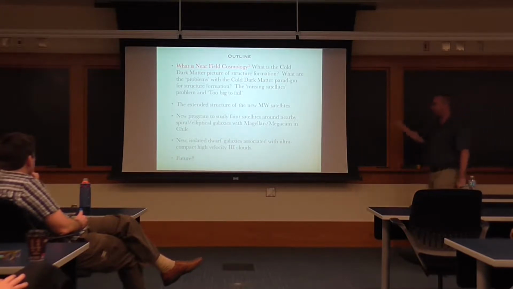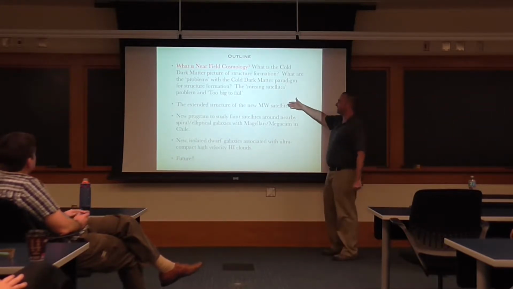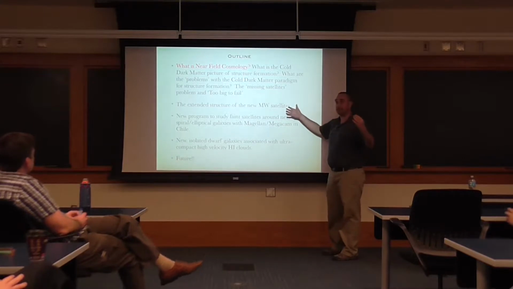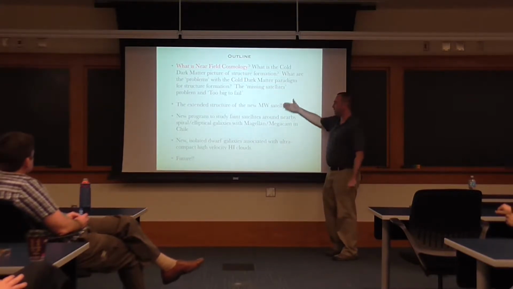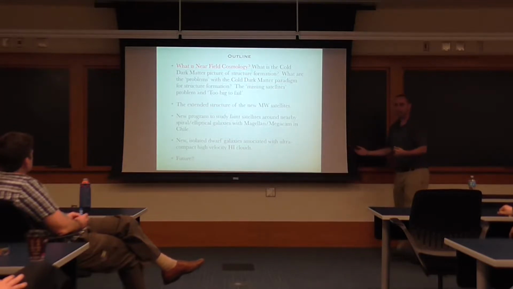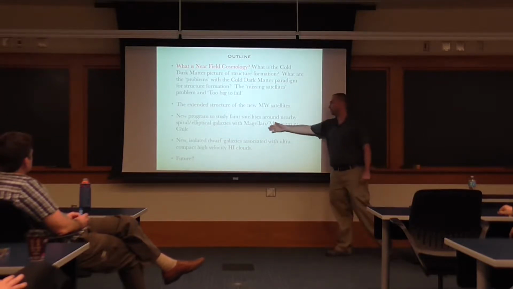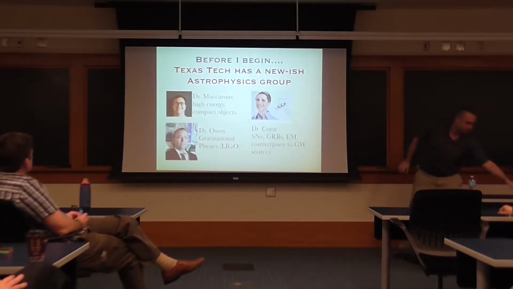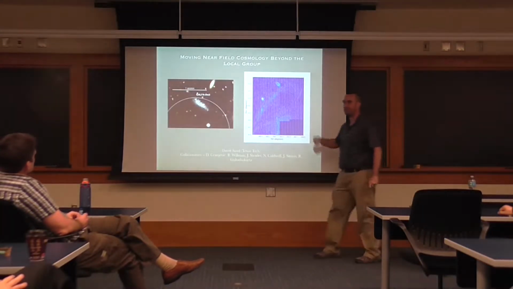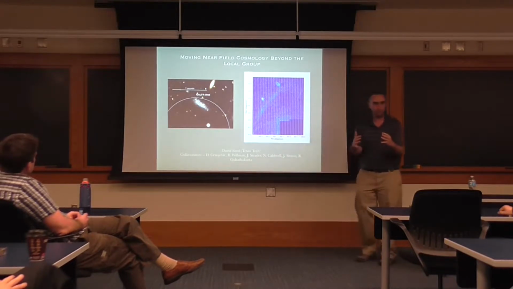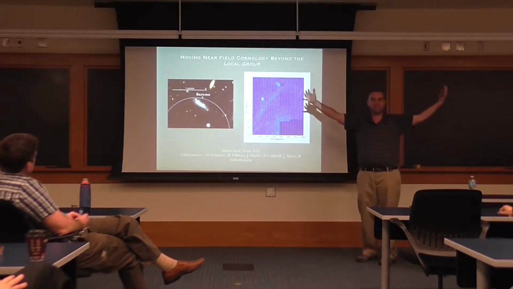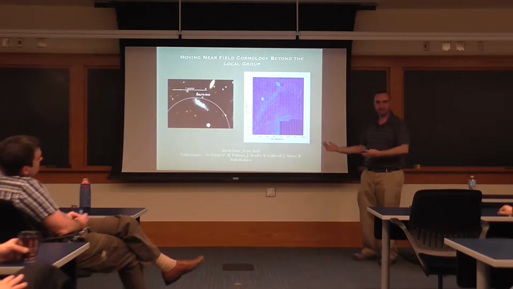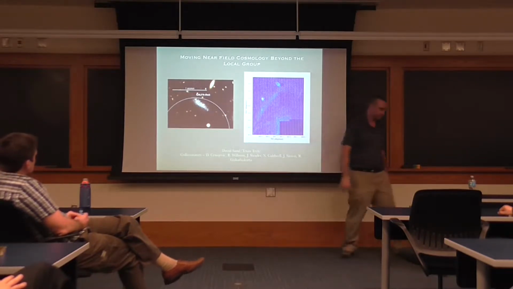Okay. And from there, I'm going to talk about some of my work on the extended structure of new Milky Way satellites that have been found in the last decade by SDSS. But from there, I'm really going to talk about a newish survey we have with Magellan and MegaCam, where we're looking for new faint dwarf galaxies, not just in the local group now, but we're moving on to our next nearest neighbors, Centaurus A and NGC 253. Okay?